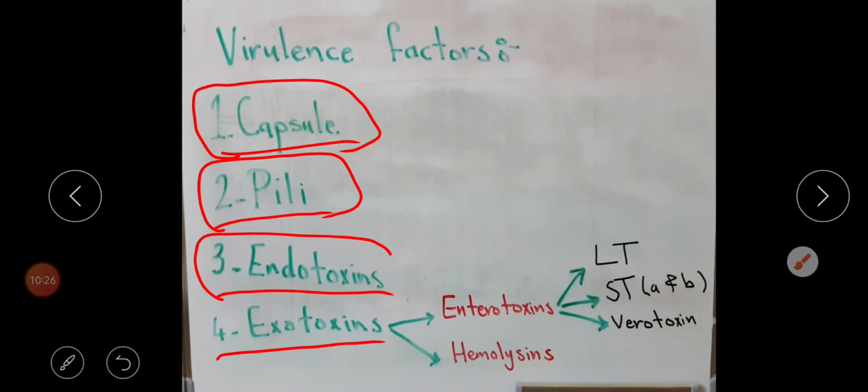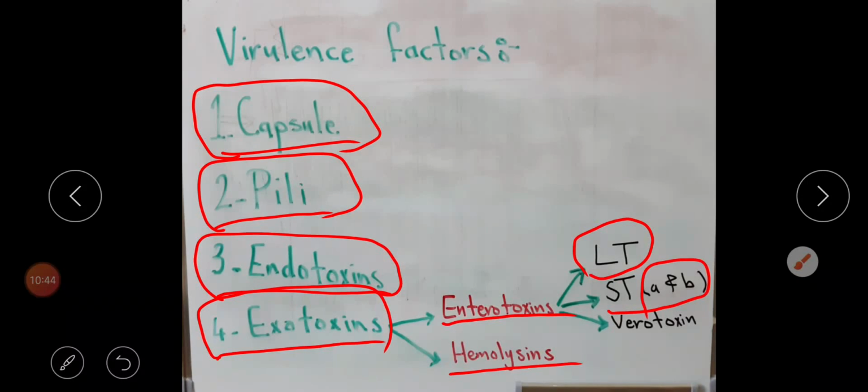For the endotoxins and exotoxins, we have two types of exotoxins, enterotoxins and hemolysins. Regarding enterotoxins, we have heat labile toxin, heat stable toxin of A and B subtypes, and verotoxin. It is also called Shiga-like toxin. These are the virulence factors that are used by E. coli to infect the human being.